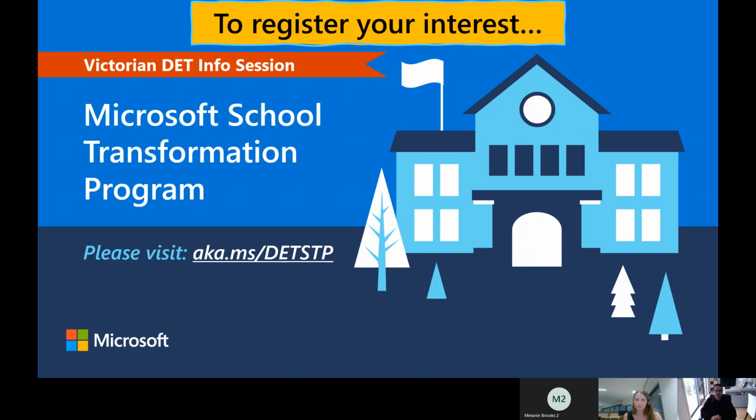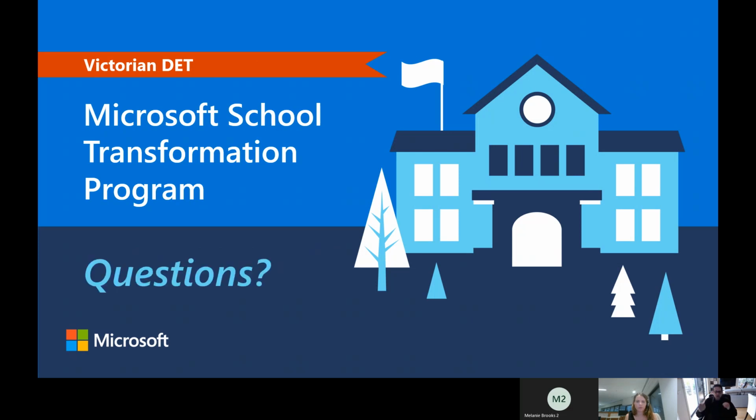Thanks for that, Lauren. That's fantastic. So that's what Lauren was talking about there. To register your interest, you go to that link there, which is aka.ms/DETSTP. All right, aka.ms/DETSTP. That will take you to the expression of interest form. Please note that that is showing an expression of interest and a wishing to register. But then from there, we do need to hear from your principal, and we will reach out to him or her.